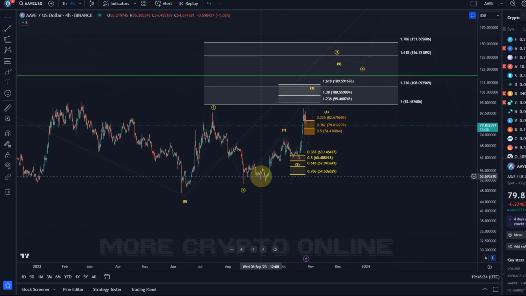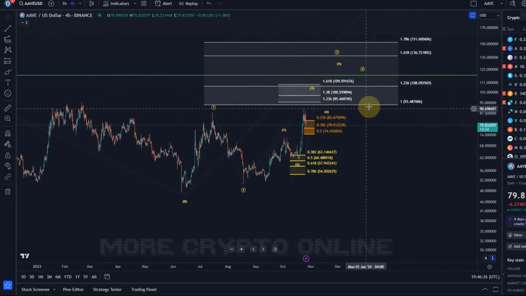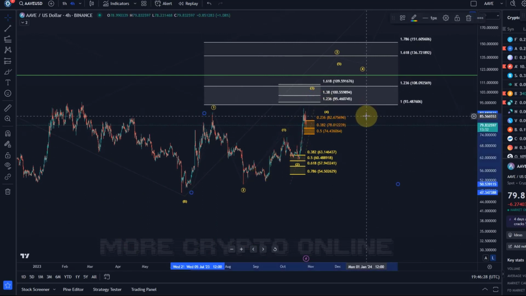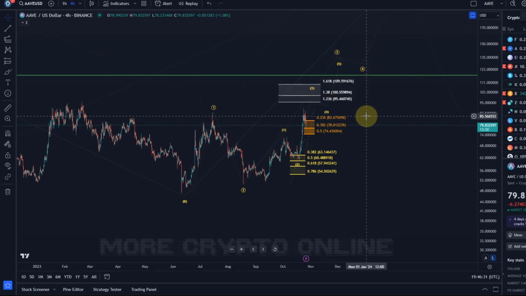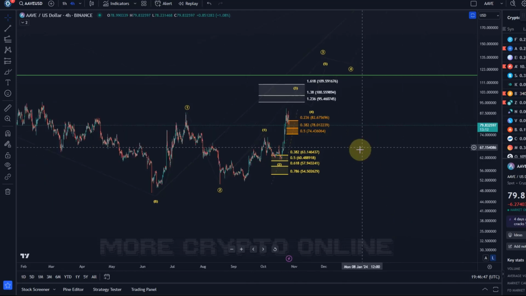At the moment, the idea would be that we push higher as long as we are holding $74. There are always parameters that need to be fulfilled for a wave count. So for this scenario to unfold and for Aave to continue to be bullish, I would like it to hold the $74 level. Any break below that leads to problems on this chart.